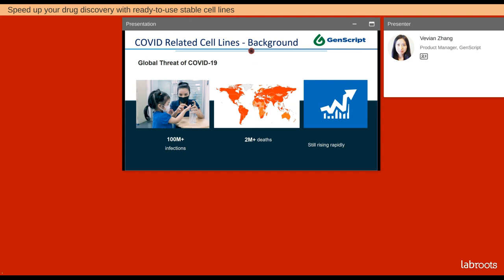The last category I want to introduce to you is the COVID-related stable cell lines. Last year, we all faced the global threat of COVID-19. So far, there have been more than 100 million infections and more than 2 million deaths globally, and all these numbers are still rising rapidly.